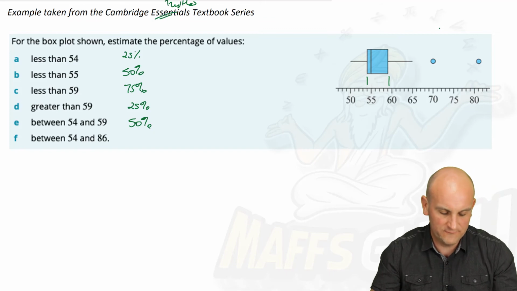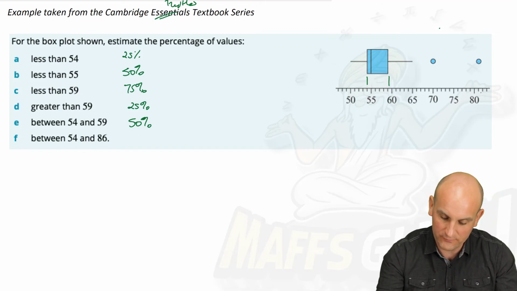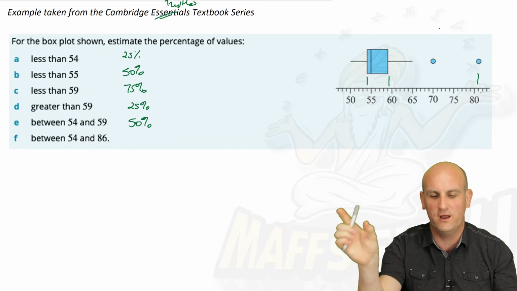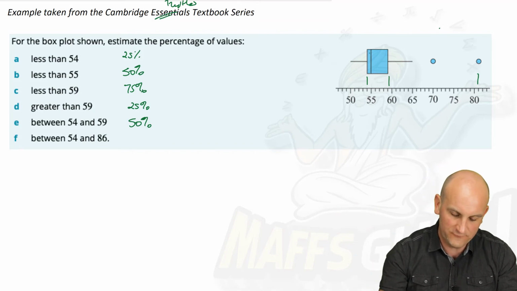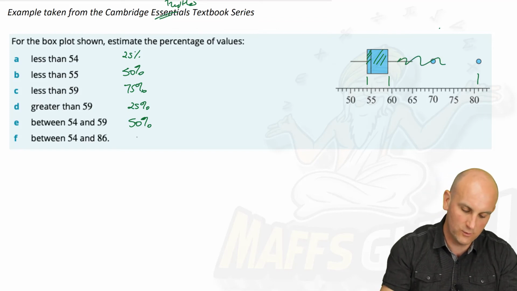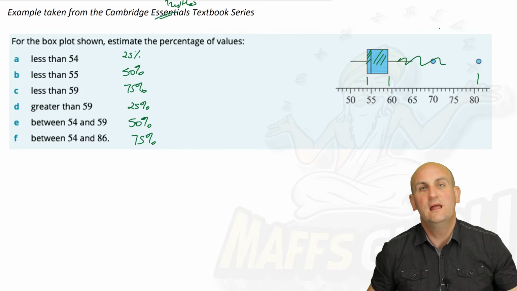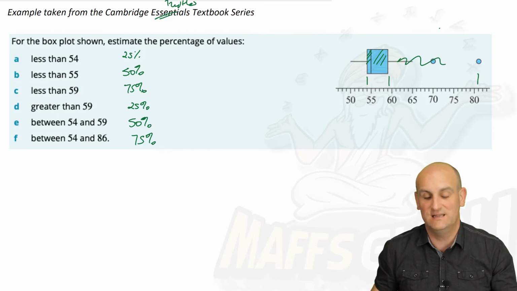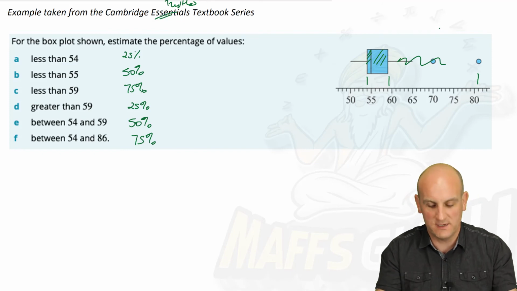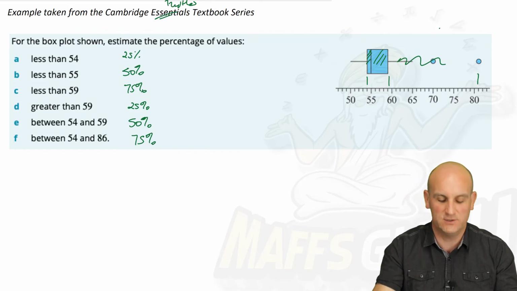And finally, between 54 and 86, well, there is 86. It doesn't matter about these outliers. We know that that is in the final quarter. So between 54, there's 1, 2, and 3 sections. And so altogether, that would be 75% of my data. See what? This type of question, I've seen this type of question in the further maths exam so many times because it's easy to trick you.